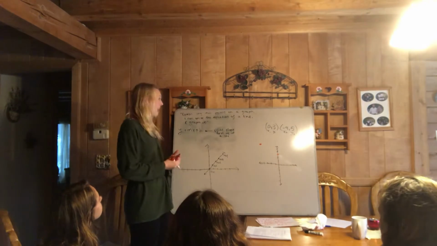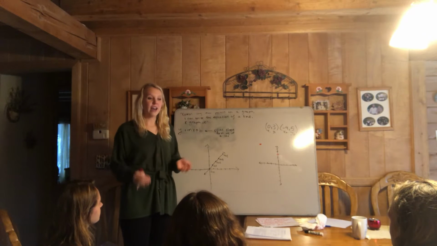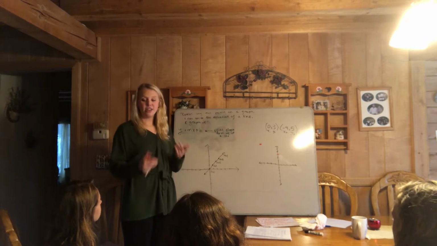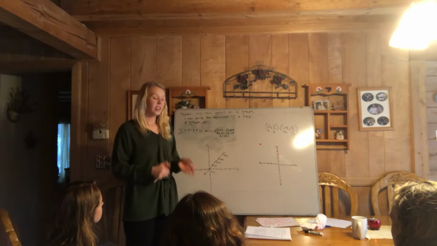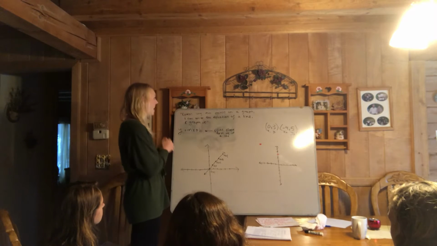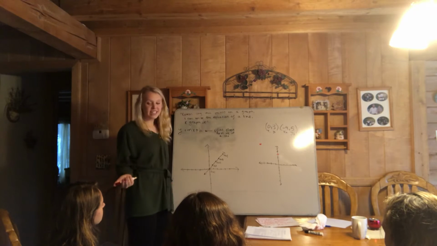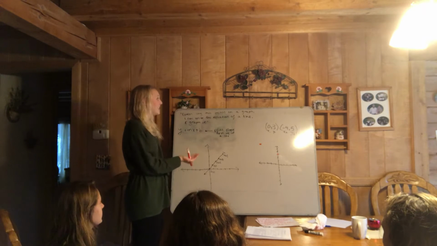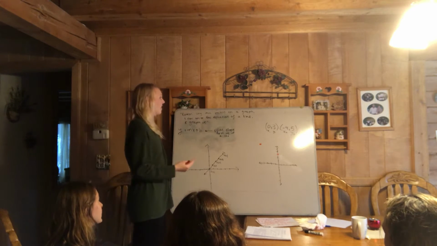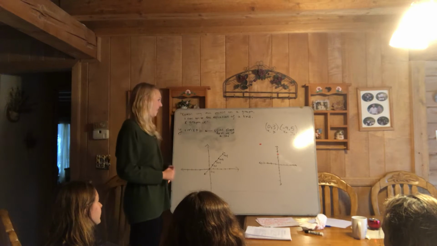So today we're going to be learning how, when you're given any 2 points on a graph, to write the equation of a line and then use that equation to graph the line. So our learning objective today is: given any 2 points on a graph, I can write the equation of a line and graph it. So let's say that together. Given any 2 points on a graph, I can write the equation of a line and graph it.